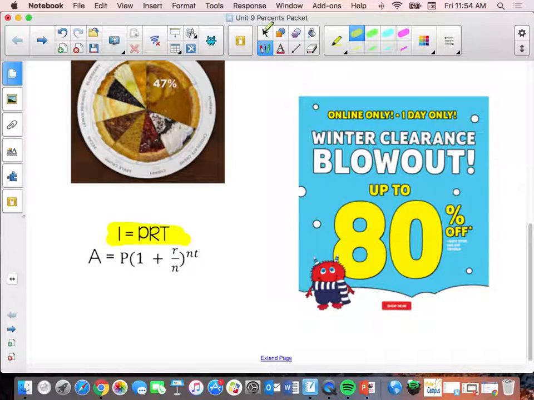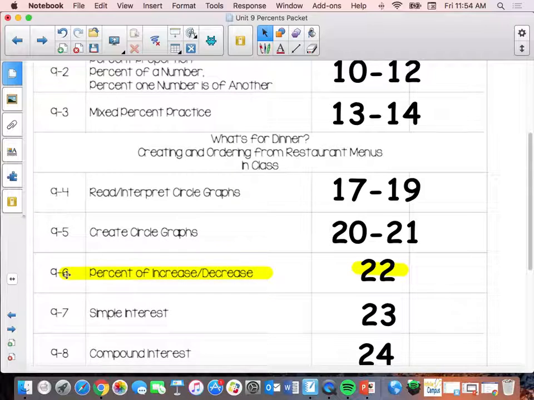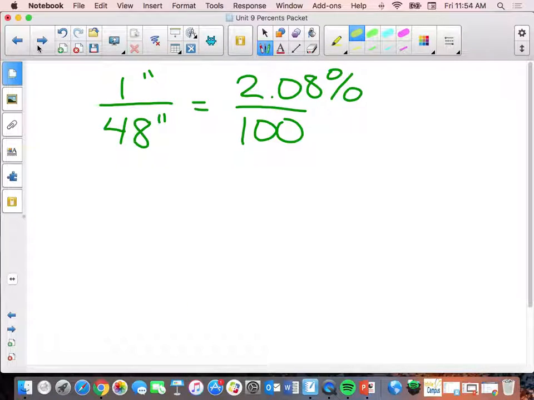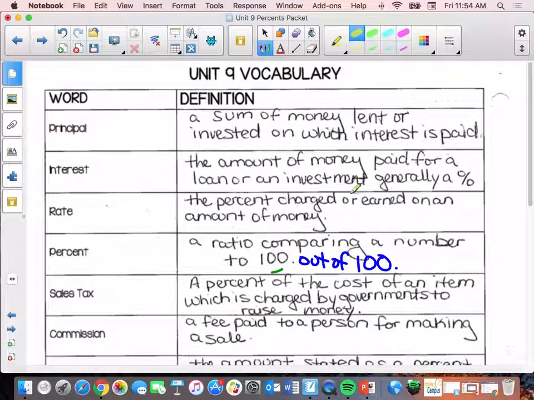So again, percents happen in real life all over, and today we're going to talk about interest. If you could please turn in your packet to, well, first let's take a look here. We're done with percent increase decrease, and now we're talking about this simple interest, 9-7. It's on page 23 in your packet. All right, so if we look ahead at the vocabulary page, please look at the words at the beginning of that vocabulary page because those are going to be used in this lesson.